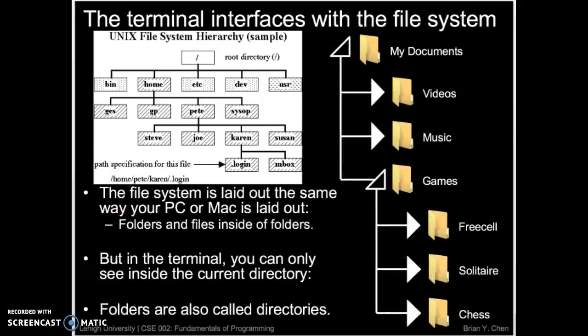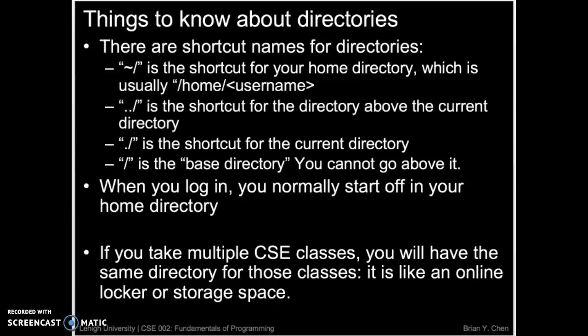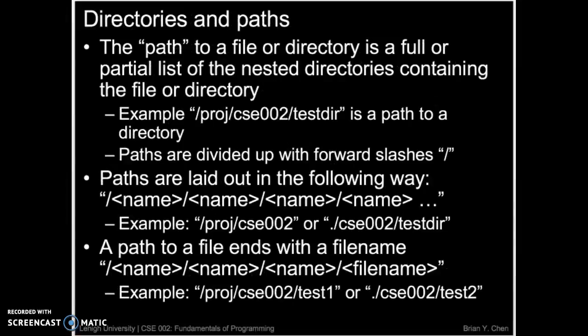Now when we look at these directories, we know that there are different levels of folders so that it's easy to navigate between the different levels. Also shortcuts to keep in mind about directories: the ~/ is the shortcut for your home directory. ../ is the shortcut for the directory above the current directory. ./ is the shortcut for the current directory, and / is the base directory. You cannot go above it. Here is a more intense description of the directories and paths. Every time you move to another level of the directory and move down, you add another / and then the name of the directory that you're looking for.